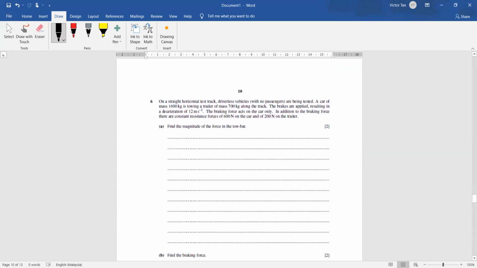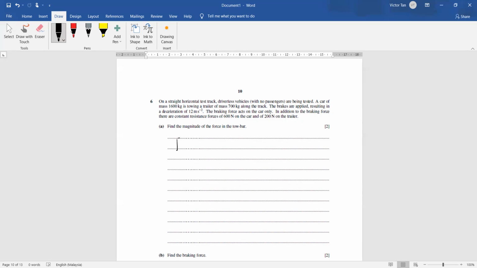On a straight horizontal test track, driverless vehicles with no passengers are being tested. A car of mass 1,600 kilograms is towing a trailer of mass 700 kilograms along the track. The brakes are applied, resulting in a deceleration of 12 meters per second squared. The braking force acts on the car only. In addition to the braking force, there are constant resistance forces of 600 newtons on the car and 200 newtons on the trailer.